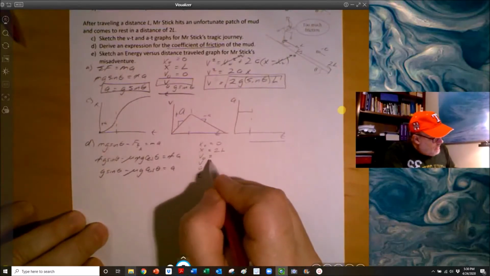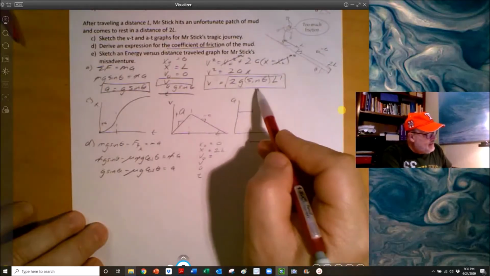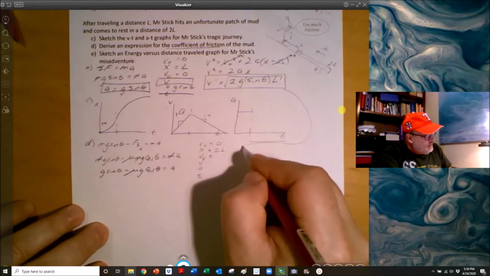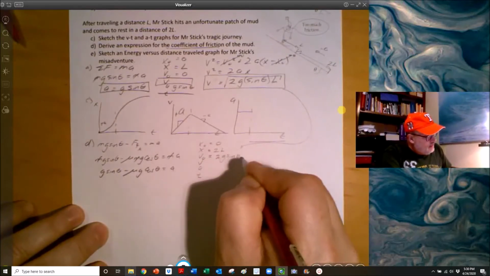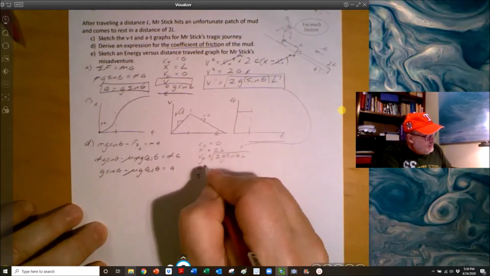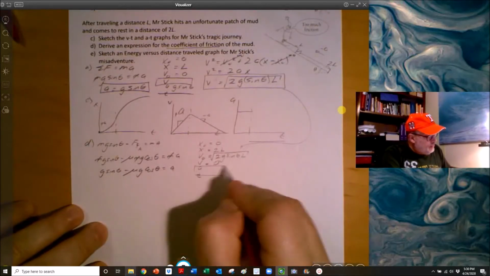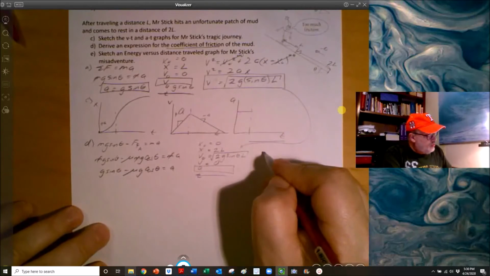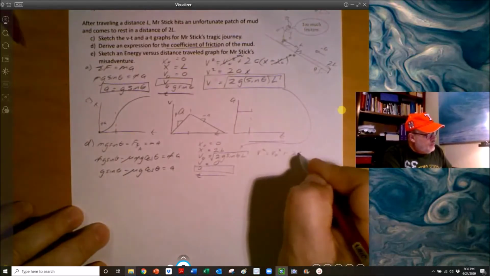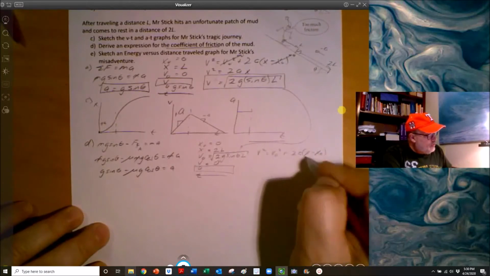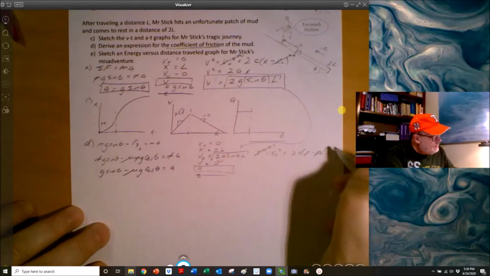His initial velocity right here when he hits the mud is this. Oh, that's ugly. So that's the square root of 2g sine theta L. Uh-oh. Final velocity is 0. We don't know the time. We're looking for acceleration. So, well, that's the same equation we used before: v squared equals v naught squared plus 2a times x minus x naught. Get rid of our zeros.